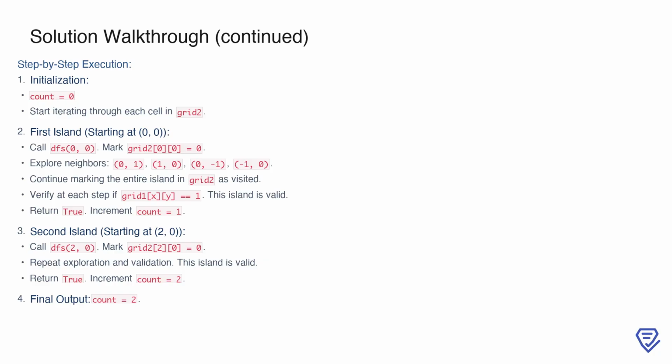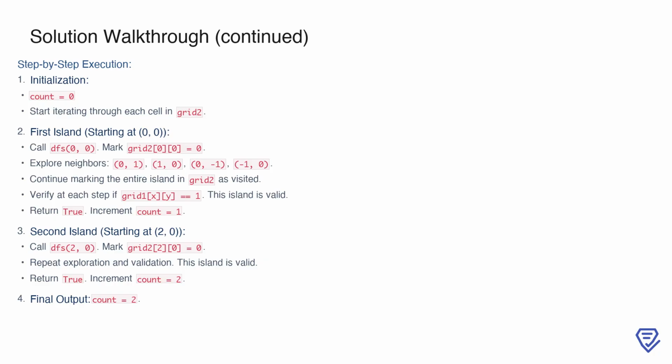Then, we iterate through each cell in grid 2 to identify potential islands. When we encounter unvisited 1s, we initiate a DFS from that cell. For the first island, starting at position 0, 0, we mark the cell as visited by setting grid 2[0][0] to 0 and explore all its neighbors in four possible directions. As we traverse the island, we continuously verify each cell against grid 1 to ensure all corresponding cells in grid 1 are also 1. Since this island satisfies the subisland condition, we return true and increment count to 1.